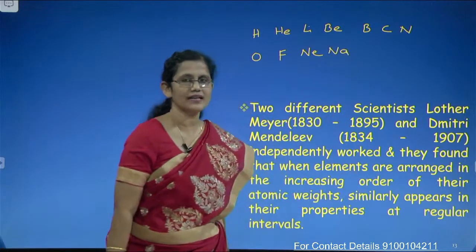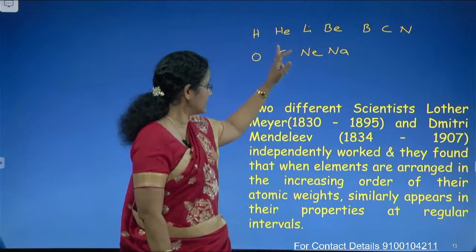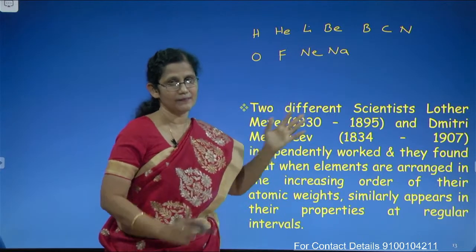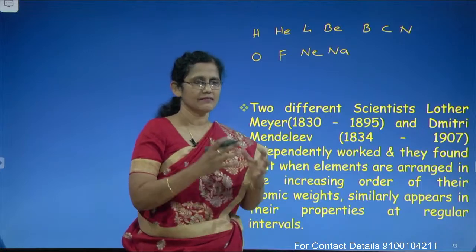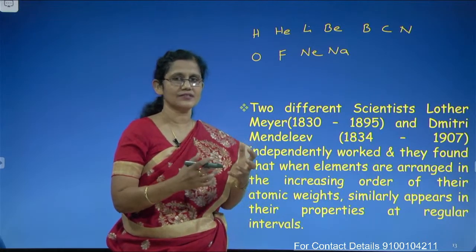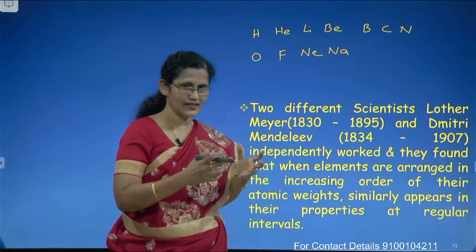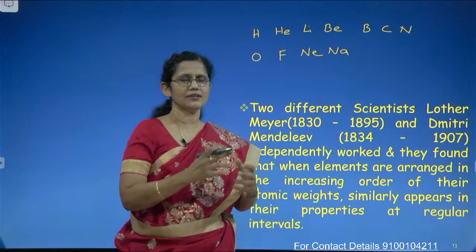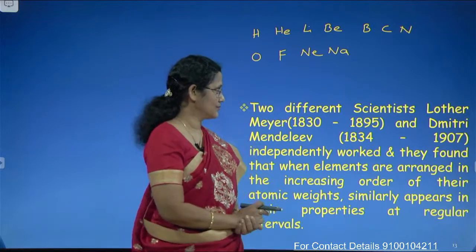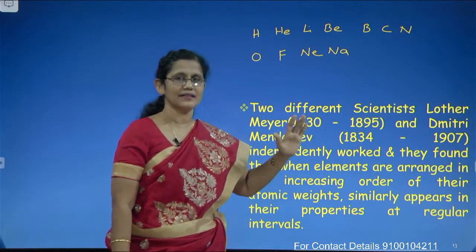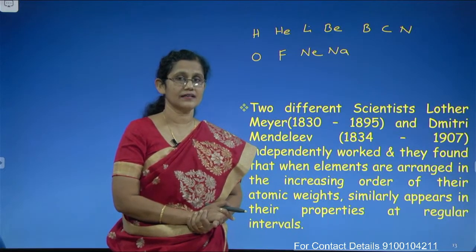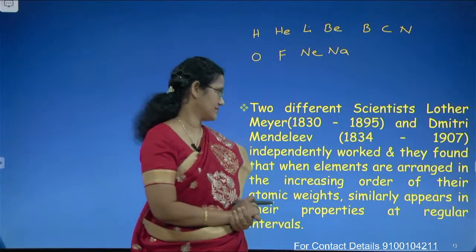So, once noble gases were discovered, they were included in the main table, and then the 8th element's properties were not repeating. That means, with the discovery of noble gases, Newlands' law of octaves, that type of classification, collapsed. So, we are discussing some earlier scientists and their opinions regarding the classification of elements.